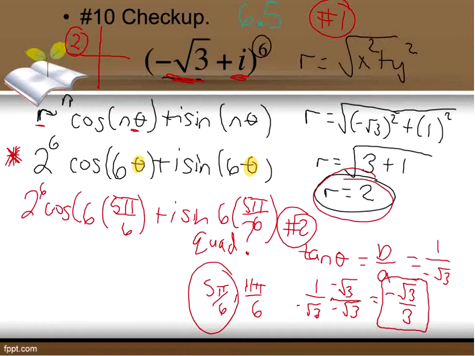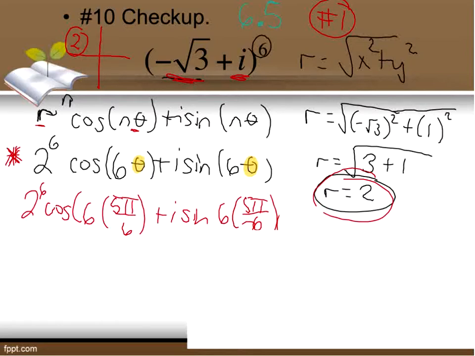I guess I need my talking back on. So let us simplify this a little bit. Let me hide some of my nonsense here on the screen. There we go. So 2 to the 6th is, let's figure out what that is. 2 to the 6th is 64. Cosine, now look what's cool, the 6 and the 6 are going to cancel, right? So we're going to get 5 pi plus I sine 5 pi. Hopefully so far so good. So you just had to cross off the 6 with the 6. Very cool. They go away.